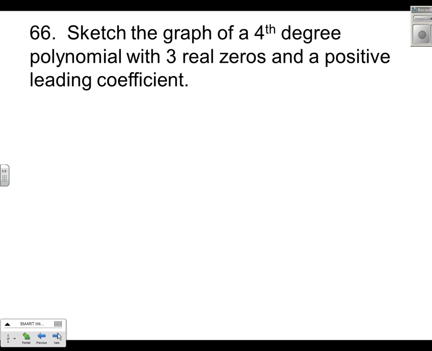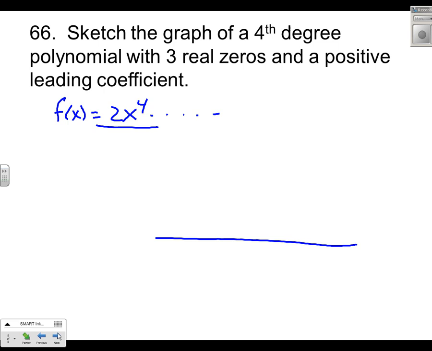Okay, now we are to sketch a 4th degree polynomial with 3 real zeros and a positive lead coefficient. So this might look something like f of x equals positive 2x to the 4th and then some other stuff. But that tells me a lot about my graph. If my graph is positive with an even exponent, positive coefficient, even lead exponent, then this thing wants to rise to the right and rise to the left. That's our end behavior, or our left-hand, right-hand behavior.